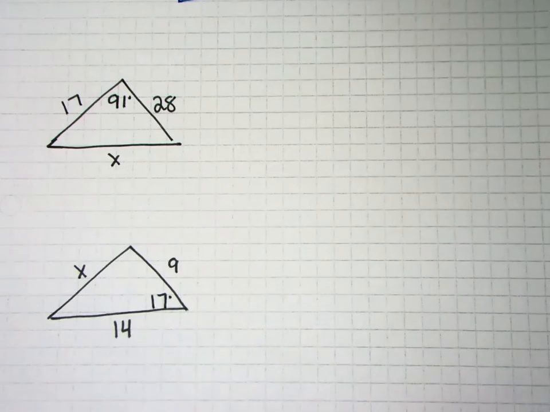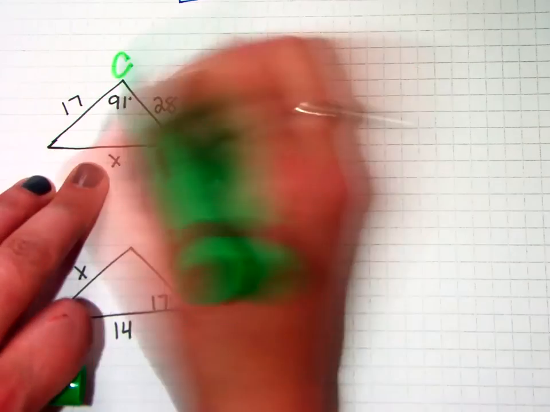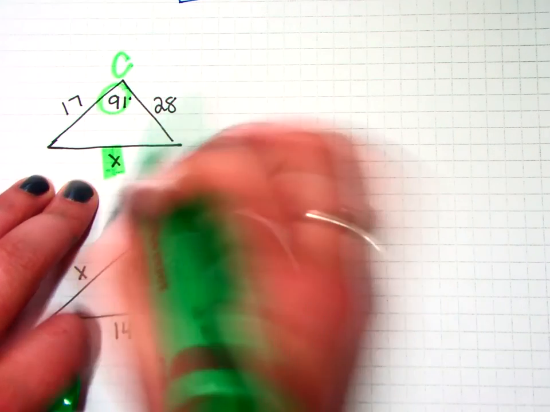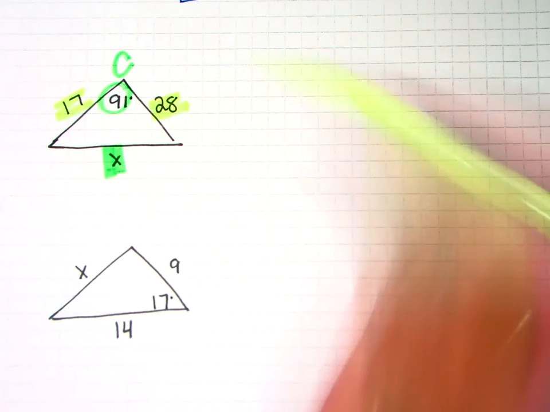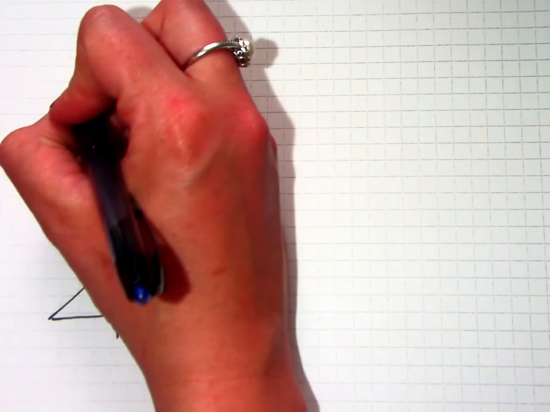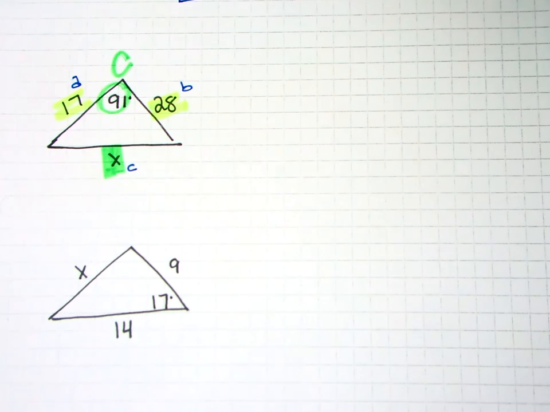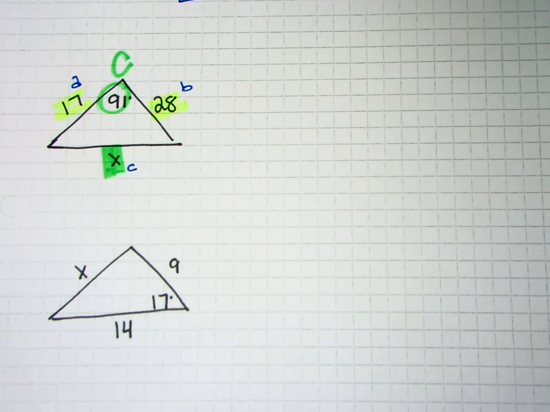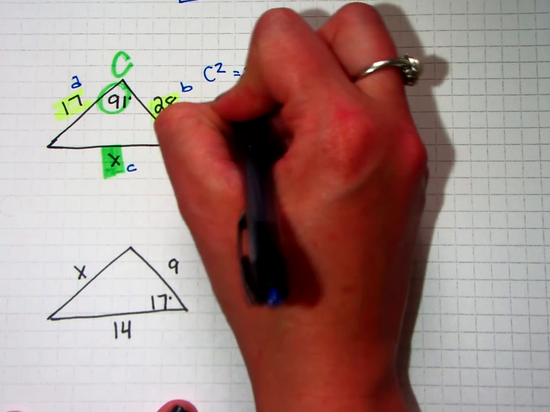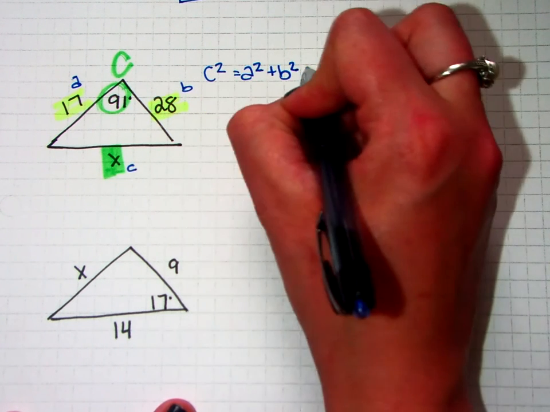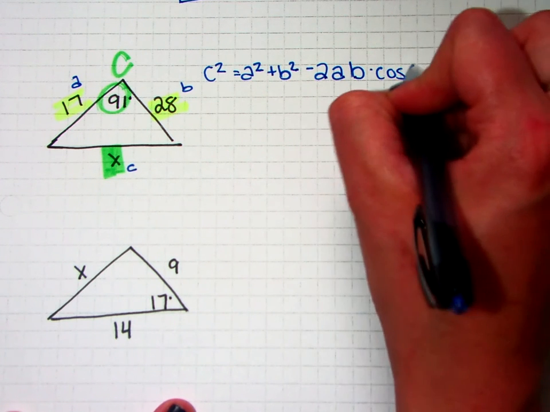So in this next example, I'm going to make this my capital C value. That's my angle. That's my side. And these other two values are just going to be A and B. Remember, it doesn't matter which one you make A or B. They're just basically those supplemental variables that you're going to be plugging in. So let's substitute. I'm going to write my formula again. C squared equals A squared plus B squared minus 2AB times cosine of C.